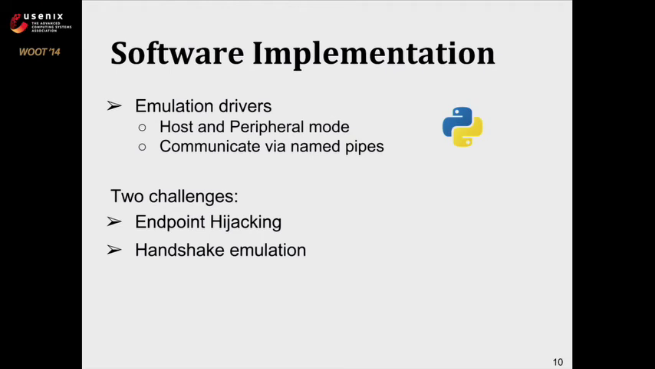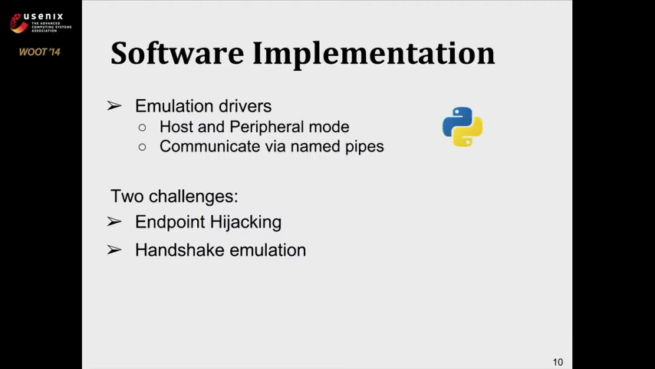So to elaborate on the software implementation, you need two drivers on your mediating computer handling this communication. So you have a host emulation mode driver and a peripheral emulation mode driver. And on the mediating computer, I just communicate this data between them using named pipes. The two challenges encountered while building the system were that there needed to be a way to handle endpoint mapping, and another issue was handshake emulation.